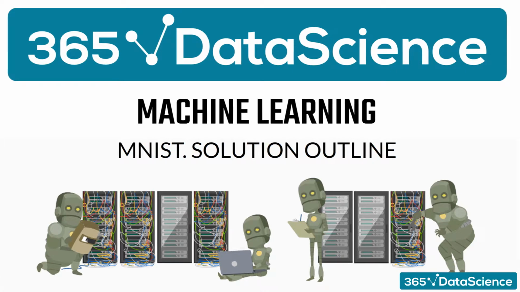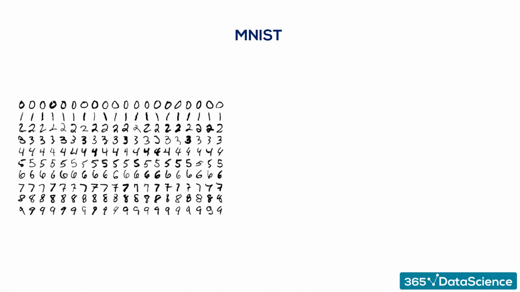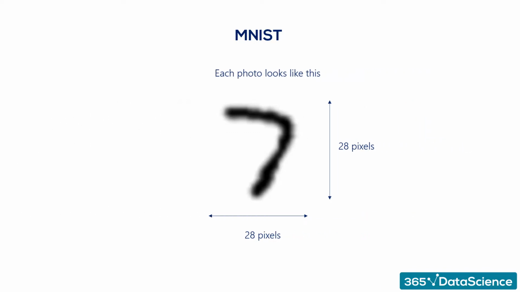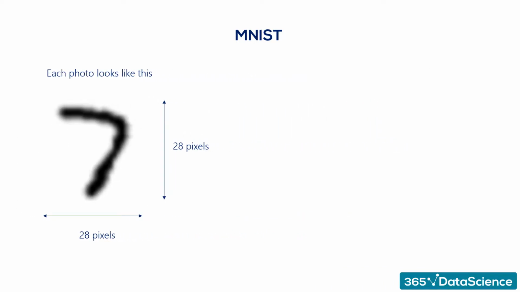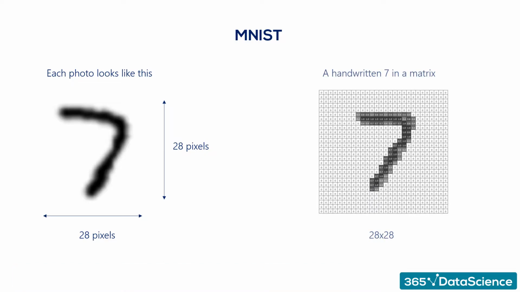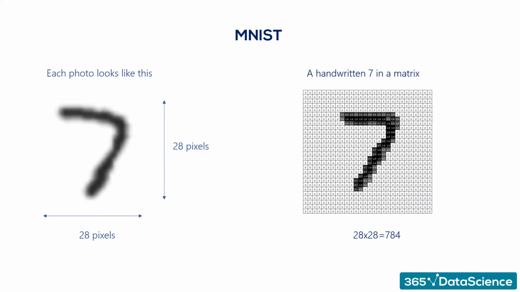How are we going to approach this image recognition problem? Each image in the MNIST dataset is 28 pixels by 28 pixels. It's grayscale, so we can think about the problem as a 28 by 28 matrix, where input values are from 0 to 1. For example, a handwritten 7 in a matrix would look like this. That's an approximation, but the idea is more or less the same.